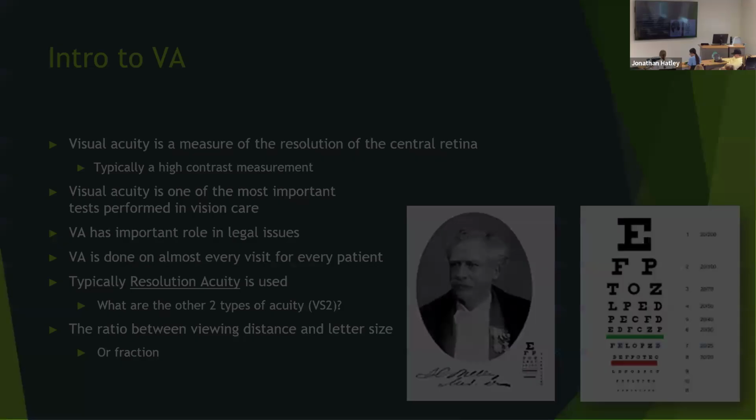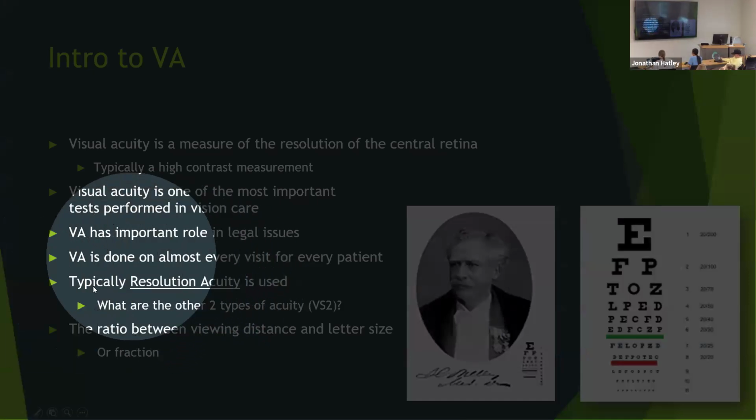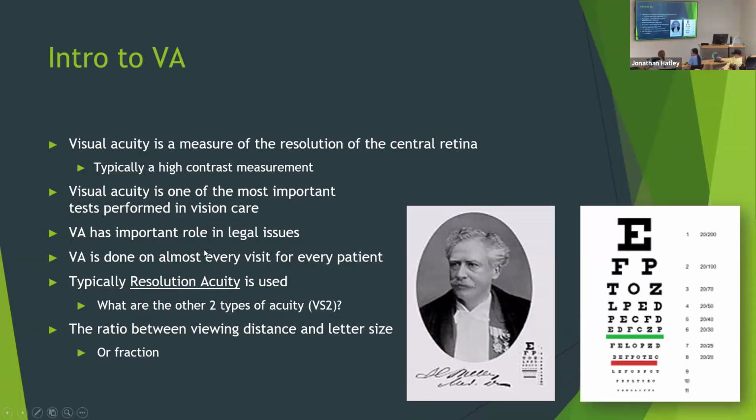Typically, the kind of visual acuity that we are doing is resolution acuity. So think back, dig deep, vision science 2. What are the other two types of visual acuity that you learned about? Vernier and minimum detectable. Minimum detectable. Yeah, exactly right. And so if you can't remember those, or if you didn't learn them, then brush up on those. Of course, again, in low vision, we're not going to check either of those either.